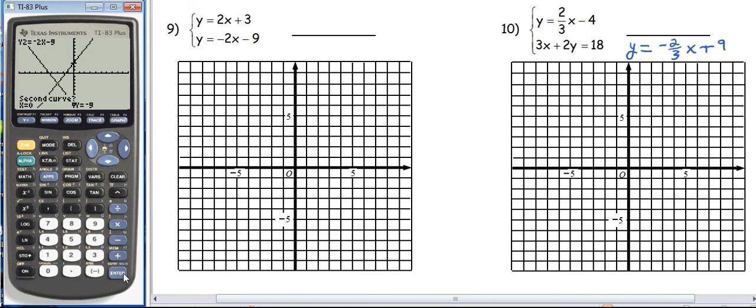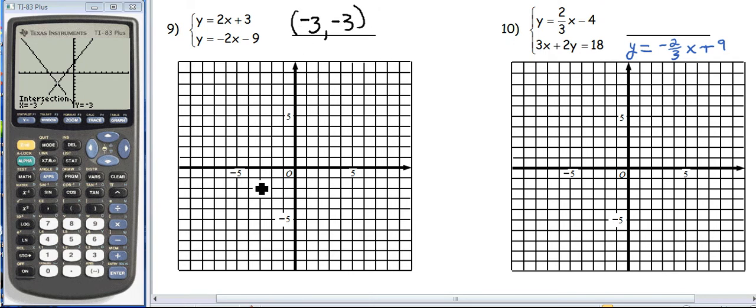The negative 2x minus 9. Second curve, I'm going to hit enter. Third curve, I'm going to hit enter. It says my intersection is negative 3, negative 3. So up here, I will write negative 3, negative 3.